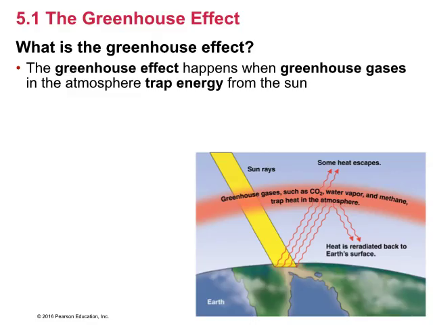So what is a greenhouse effect? A greenhouse effect happens when greenhouse gases in the atmosphere trap energy from the sun. Basically, you can see here in the figure, the sunlight, which is a ton of it, goes through our atmosphere and hits the earth, and it warms the earth.